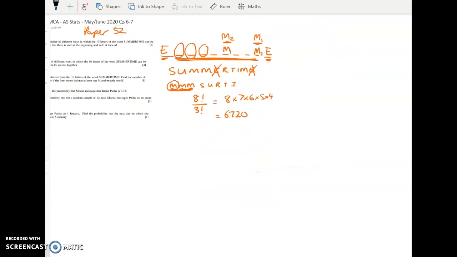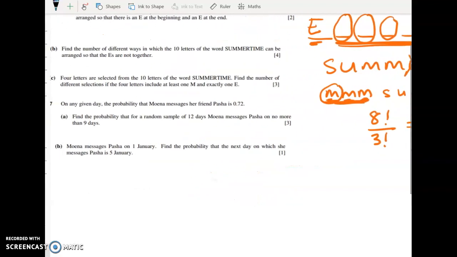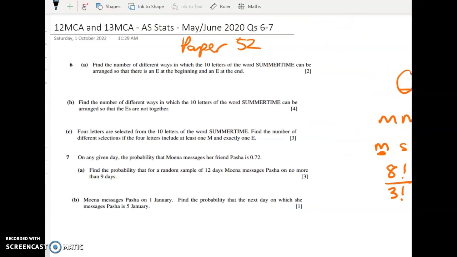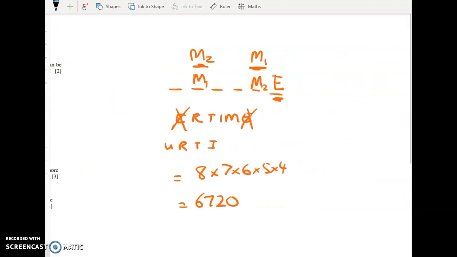I'm hoping that most of you found that problem reasonably easy. The next one is trickier, right? So we have to find the number of different ways in which the 10 letters of the word summertime can be arranged so that the 2 E's are not together. So I think the easiest way to think about this one is to say, well, how many ways are there to arrange those 10 letters, full stop? And then how many ways are there to arrange it so that the E's are together? And we're looking for the difference.